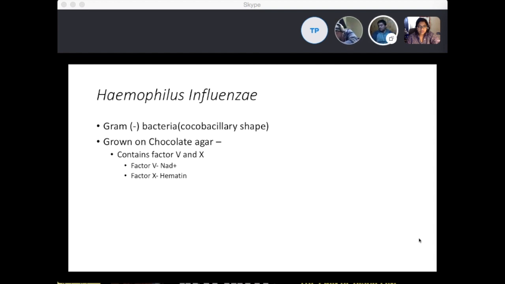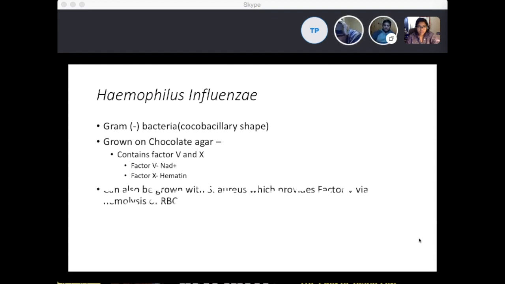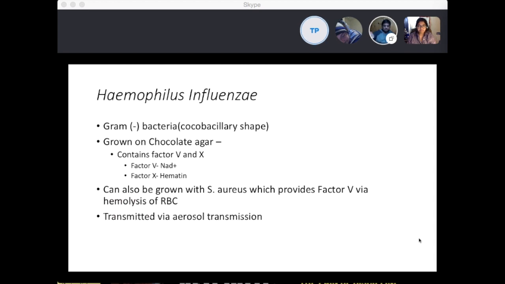So where else can you get factor 5 from? What other bug can you also grow Haemophilus with? It can be grown with Staph aureus, which is another bug that can provide the factor 5 via hemolysis of RBCs. Does anybody know what the mode of transmission is? Aerosol? Yes, transmitted via aerosol transmission.